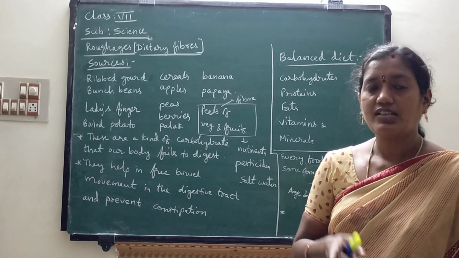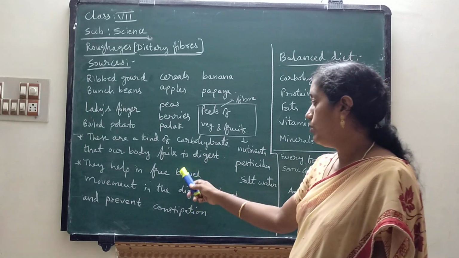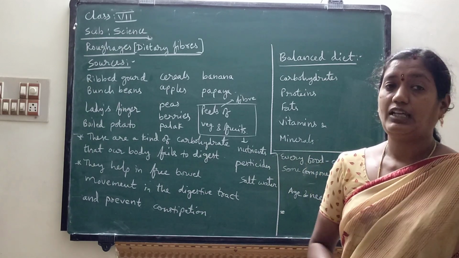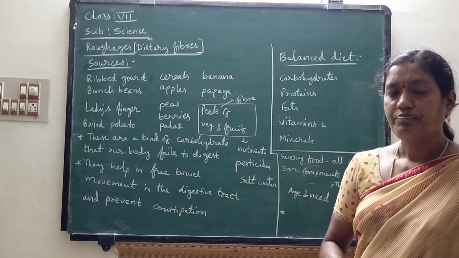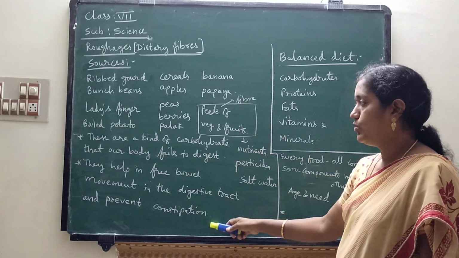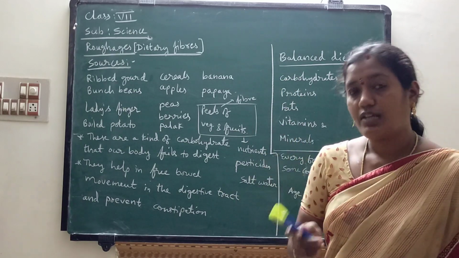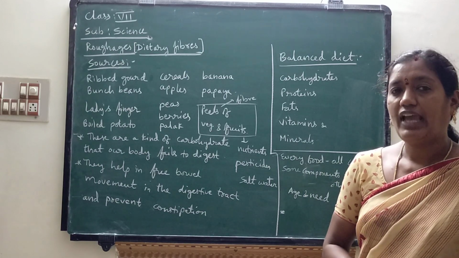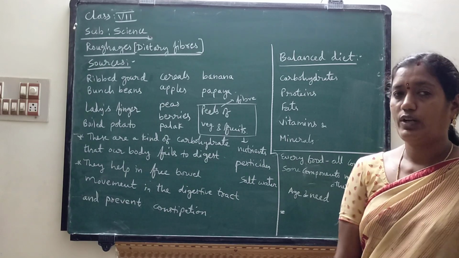Why? Because these roughages are very important in the digestion of our food, and they help bowel movement. That means every day waste materials should go out easily by taking these roughages, and it prevents constipation. There will be no more problems like indigestion. So children, along with carbohydrates, proteins, fats, vitamins and minerals, we also have to take small amounts of roughage-containing vegetables in our diet every day. It is very important, children.